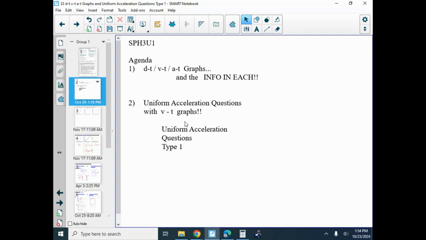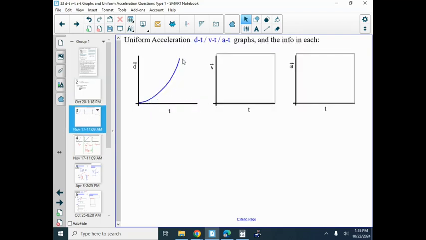Before we get into the uniform acceleration equations, we're just going to remind you about the dt, vt, at graphs, so position time, velocity time, acceleration time graphs, and the information that's on each. If we have a position time graph like that, for this course we're talking about uniform acceleration primarily. If it's uniform acceleration, one of the possible results we've mentioned was a nice straight line, so I could even make that red to go along with the idea that it's uniform.